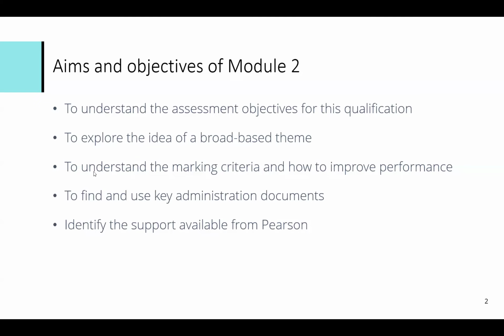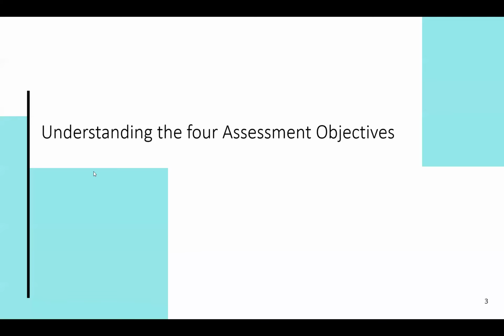So Module 2 today, we're going to cover how to understand the assessment objectives for this qualification, how to explore the idea of a broad-based theme, how to understand the marking criteria, how to find and use key administration documents, and how to identify the support available from Pearson. So we're going to start by looking at how the 4 assessment objectives can be evidenced in a bit more detail.